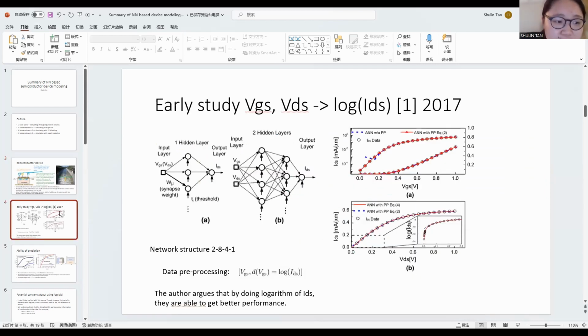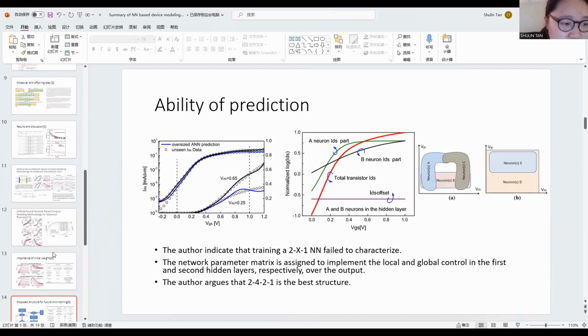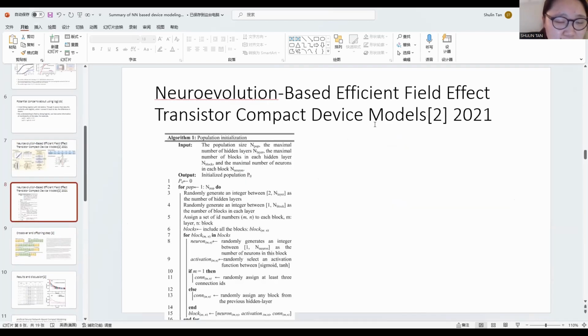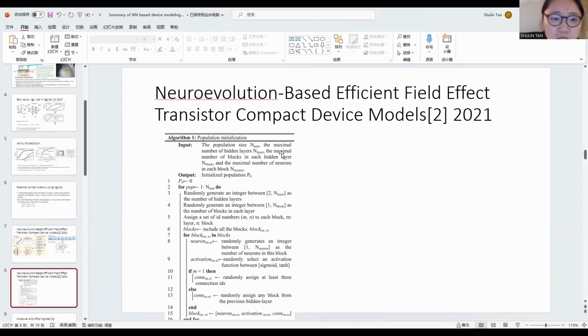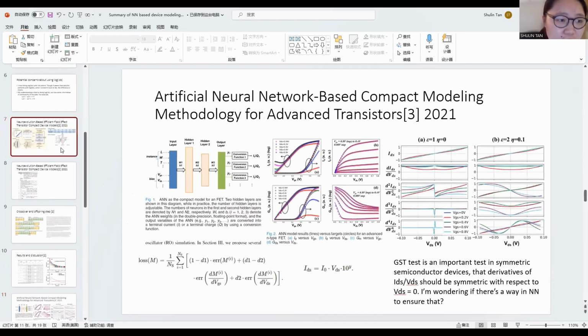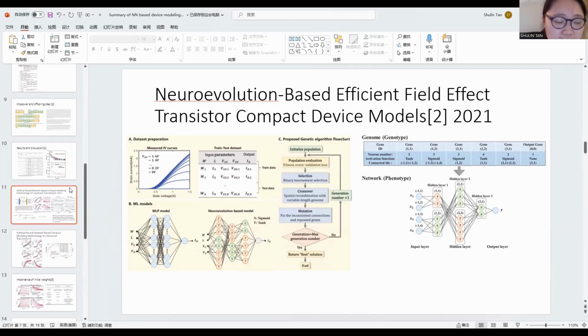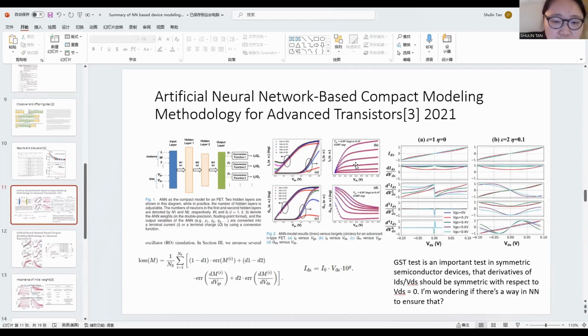But so far, what I've seen is that most research is done on simulated data. I hope I can talk about it later, but let's still look at the structures. I want to skip the second one because it's a little bit away from the first one. This one is using neural evolution, so I want to put that later on. It's the only one I see that discusses what structure we should use for transistor modeling. So I want to jump to the third one.